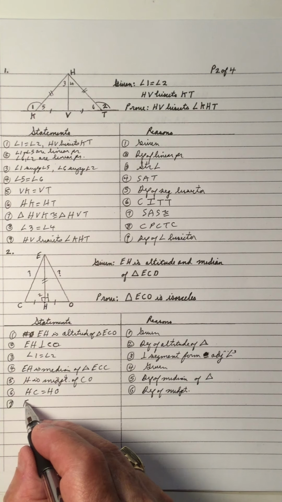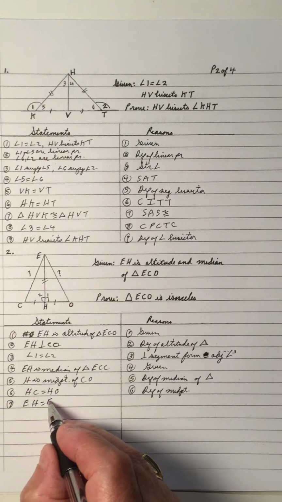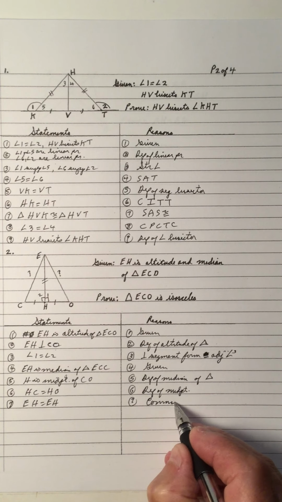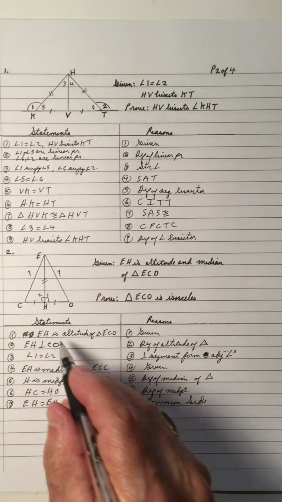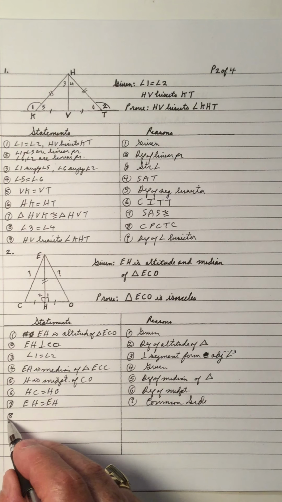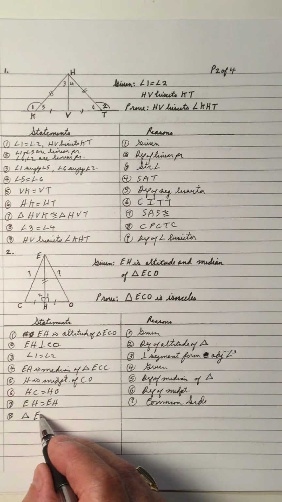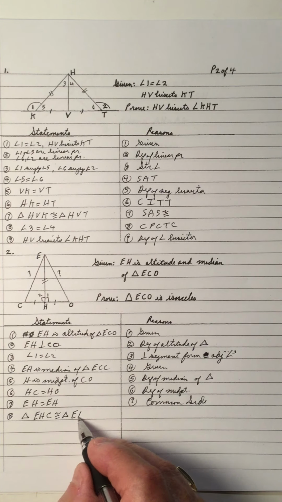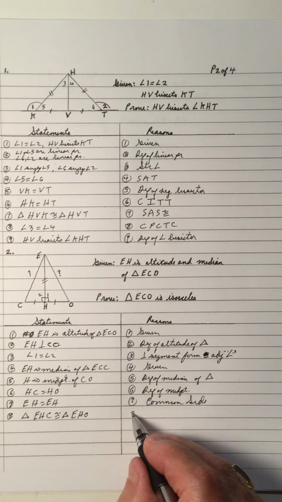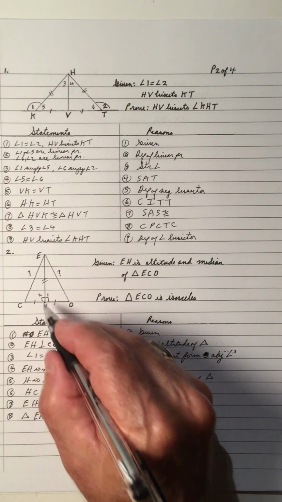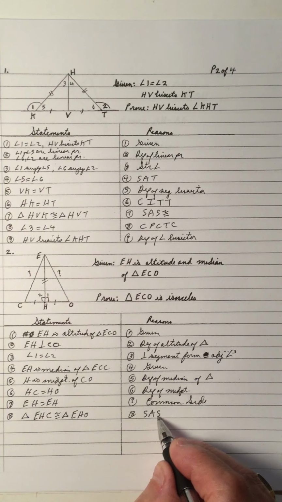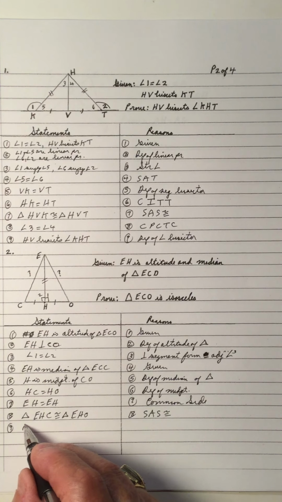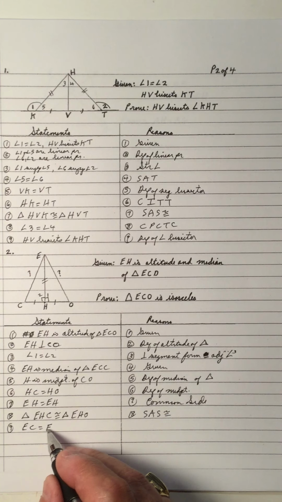And now we have EH equals EH. And that's a common side. EH is common to both triangles. So now we have triangle EHC congruent to triangle EHO. And that's side angle side. And as a result of that, we have EC equals EO.